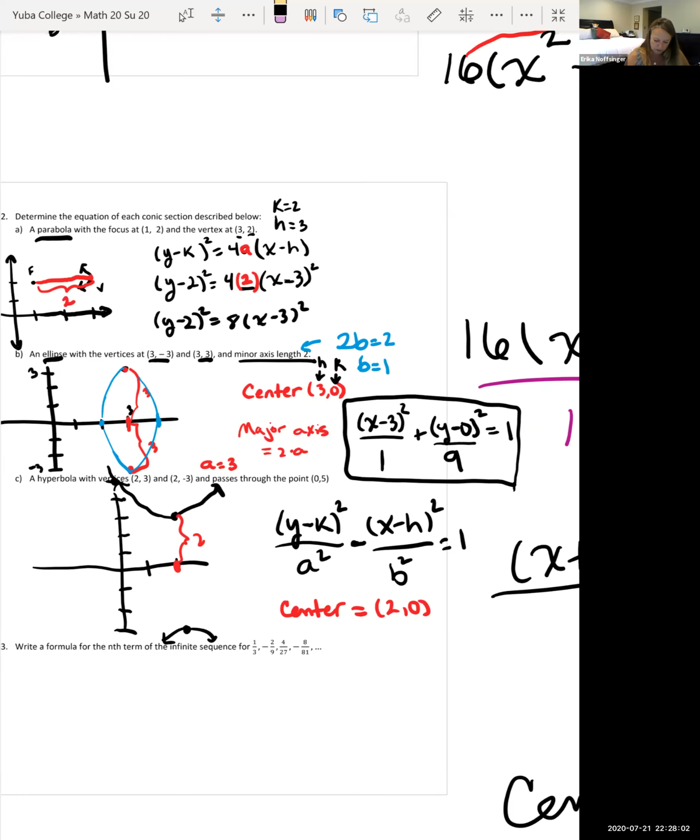Oops. That's not a length of 2, that's a length of 3. Okay, so we would use a to go up and down from our center. And so going up and down from our center is 3. And so I can see that my a is equal to 3. So a squared is equal to 9.